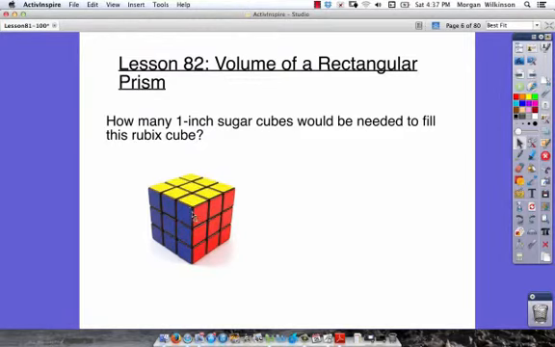We could call this one sugar cube, then a second sugar cube, a third sugar cube. We can see there's another row of 3, so that's 6 sugar cubes, and another row of 3, so that's a total of 9 sugar cubes on top. We know that there are 3 total rows, so 9 times 3 must be equal to 27 sugar cubes. And we've got our answer.